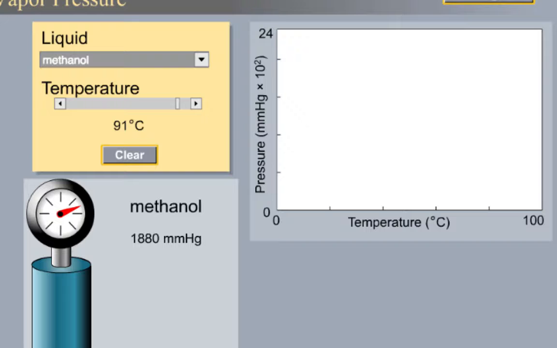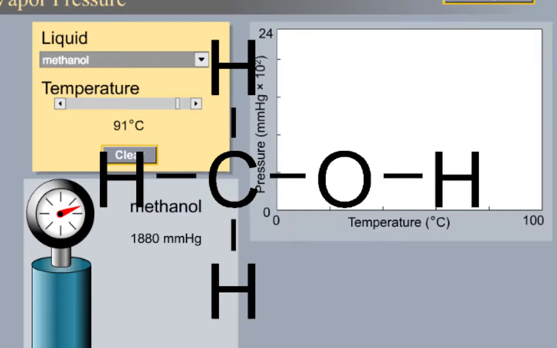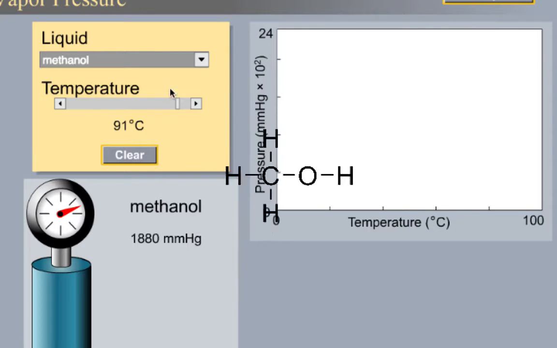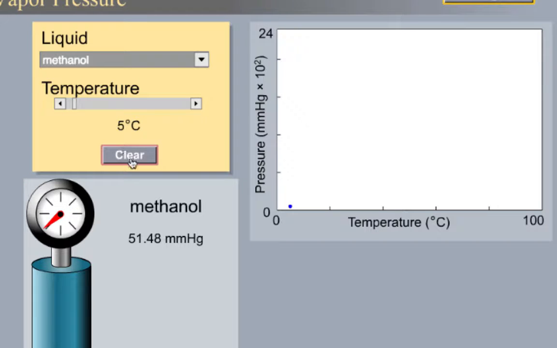Now, methanol is just this molecule. And methanol is pretty small, and it has an oxygen, and so it should be able to hydrogen bond. That would kind of make sense. So let's see what kind of vapor pressure we get. So all I'm going to do is I'm just going to take and create vapor pressure at different temperatures. So as you can see, as I increase the temperature, I'm getting a little bit more and a little bit more vapor pressure. So I'm going to pause for a minute, and I'll just fill in the rest of the graph.